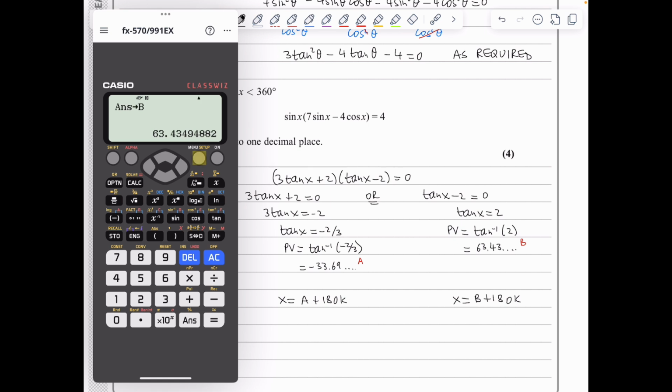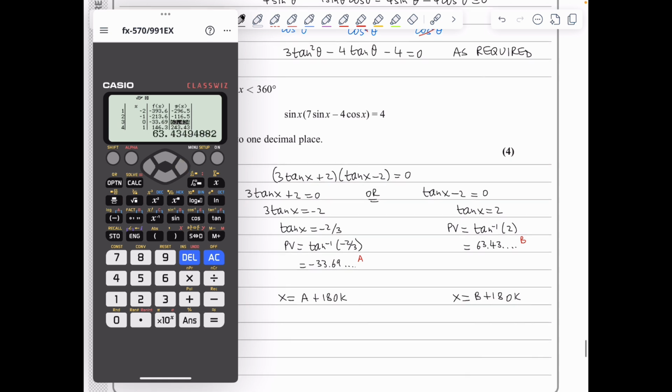So I press menu, it's option 9. My f of x is A plus 180x. My g of x is B plus 180x. I will start at negative 2. I will end at 5. I'm stepping every one. So all of these are solutions. We only need solutions between 0 and 360.